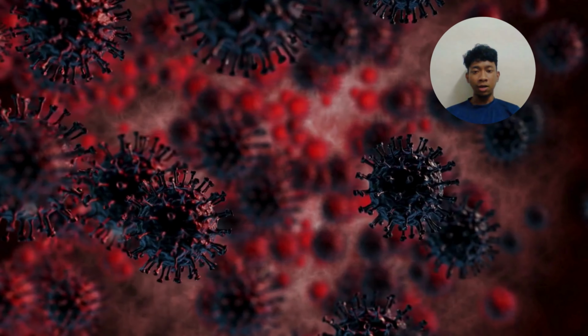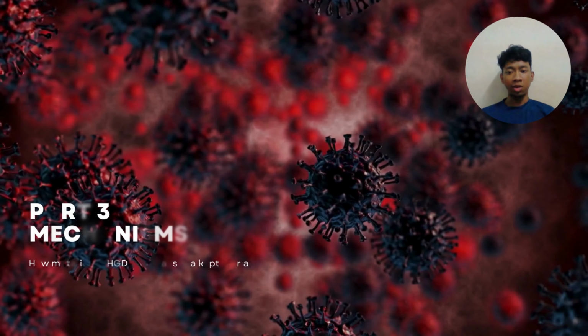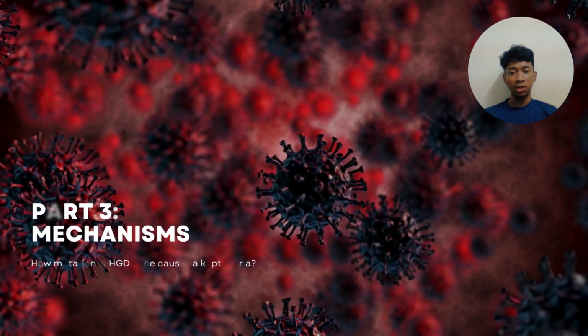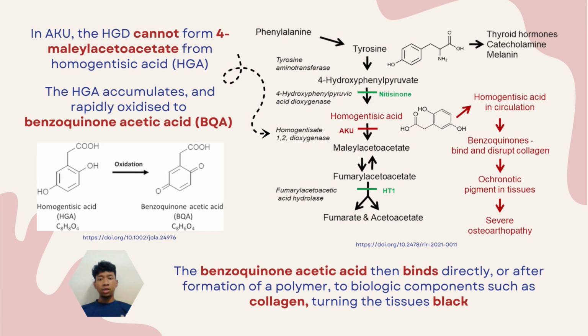Hi, I'm Muhammad Akademia bin Ghazali, metric number 21406, and now we'll be looking into the mechanism of how the mutation in the HGD gene causes Alkaptonuria. In Alkaptonuria, the enzyme HGD cannot form maleylacetoacetate from homogentisic acid, or HGA. Therefore, the level of HGA in the blood will rise 100 times more than normal, even though the kidneys have eliminated a plentiful amount of HGA.